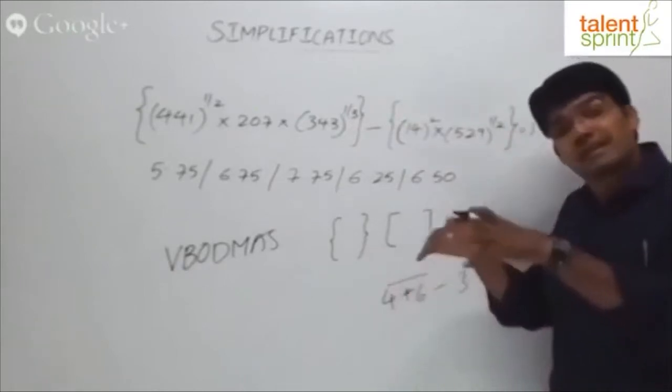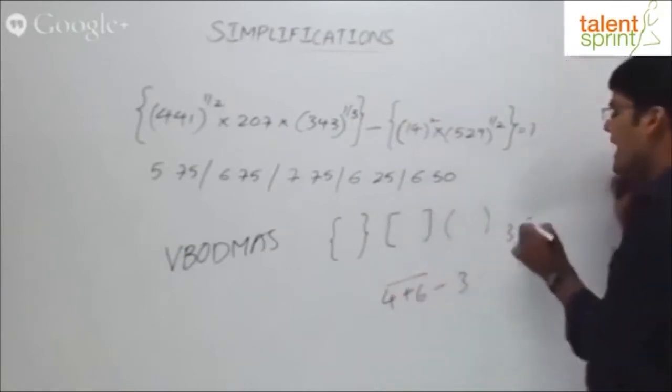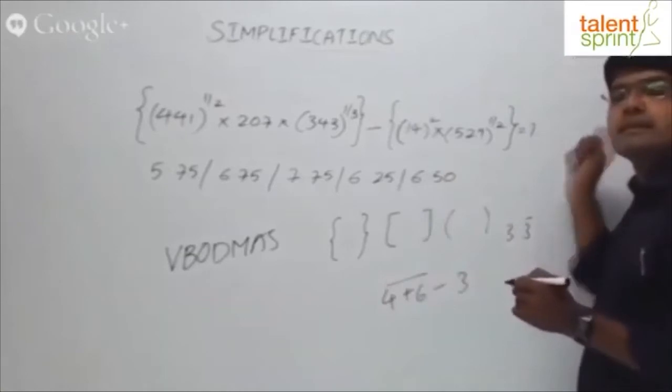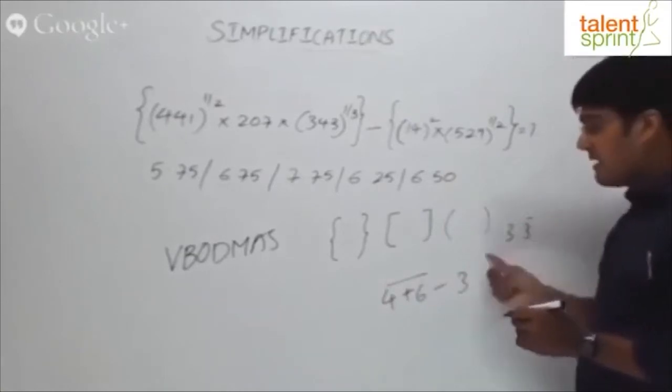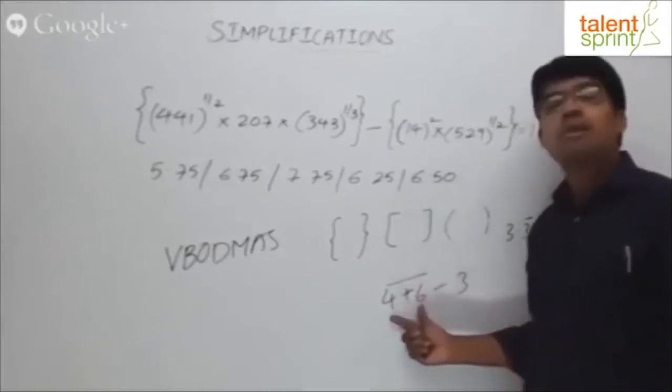So 4 plus 6 is actually inside the brackets here. That's the idea, right? Generally, when we say 3.3 bar, what does it mean? 3.3333. That's what is called a bar. But here, this is not acting as a bar. This is called a vinculum, where we add 4 and 6 first.